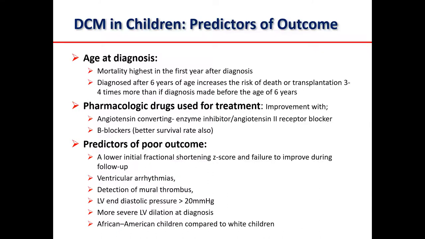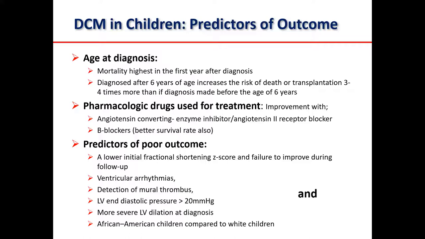Some of the predictors of poor outcome would include initial lower fractional shortening and continued lower fractional shortening. That means failure to improve during follow-up. That's not a good sign. Ventricular arrhythmias, detection of an LV thrombus. High LV end-diastolic pressure, more severe left ventricular dilatation at diagnosis, and also, as I showed you earlier, white versus non-white. Non-white children in American population do much worse than white children. I don't know where the Asians would fall, but perhaps somewhere in between.